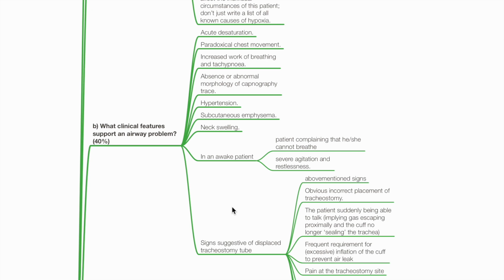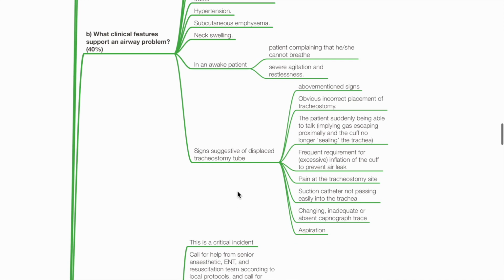Signs suggestive of a displaced tracheostomy tube may be present, such as the above-mentioned signs: obvious incorrect placement of tracheostomy, patient suddenly being able to talk, frequent requirement of inflation of cuff to prevent air leak, pain at tracheostomy site, suction catheter not passing easily into the trachea, changing or inadequate or absent capnograph trace, and aspiration.